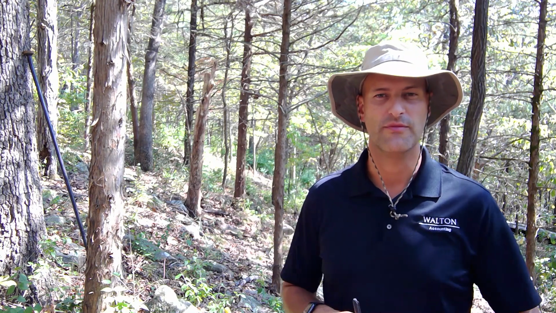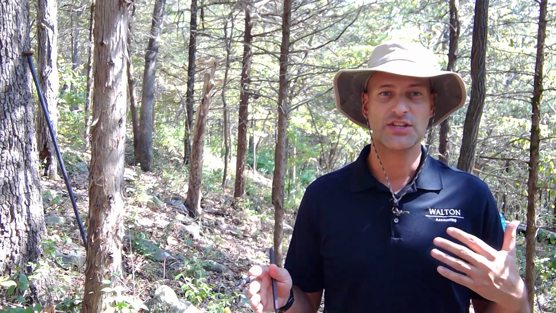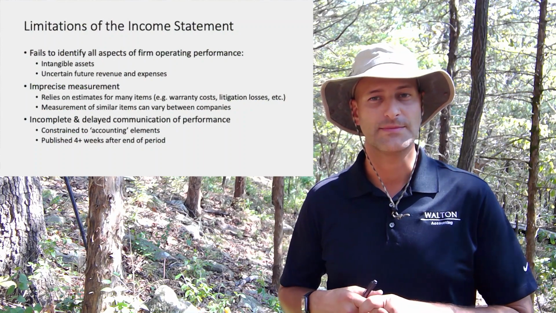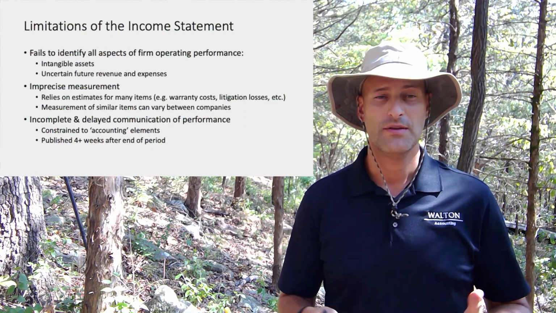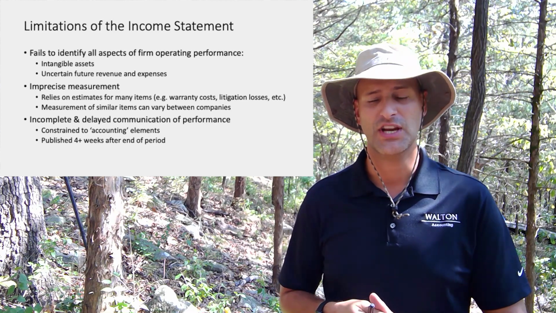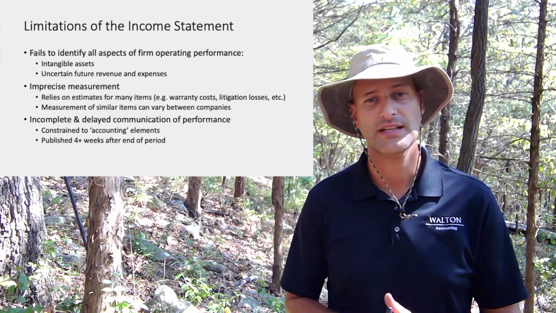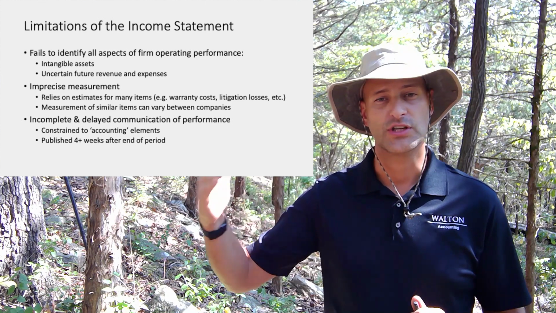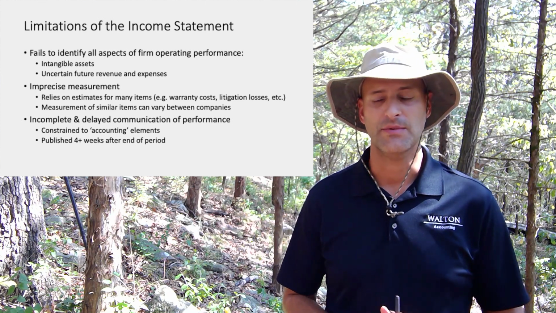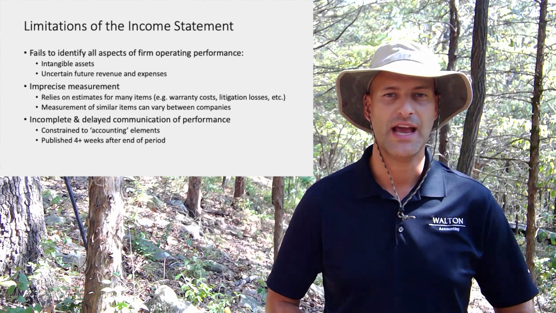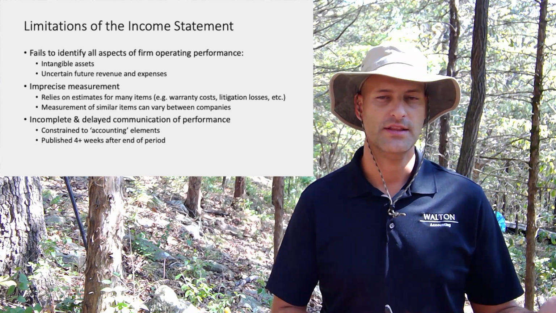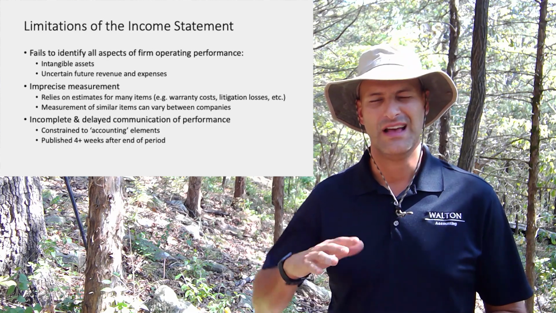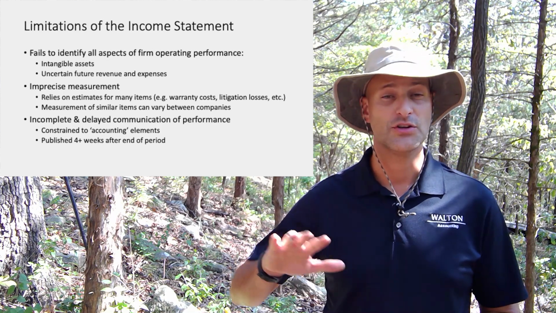So we did talk about the income statement in terms of limitations. These largely also apply to the balance sheet, which we'll touch on very briefly later on in this discussion. The limitations of the income statement: it fails to identify all aspects of the firm's financial performance. For instance, it doesn't capture any changes in intangible assets because we don't capture intangible assets, and then uncertain future expenses and future revenues. The income statement does a poor job, or accounting in general does a poor job, of capturing these and putting them on the statements for users. So that was the income statement's failure to identify.